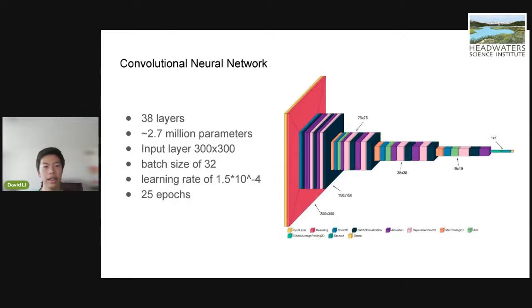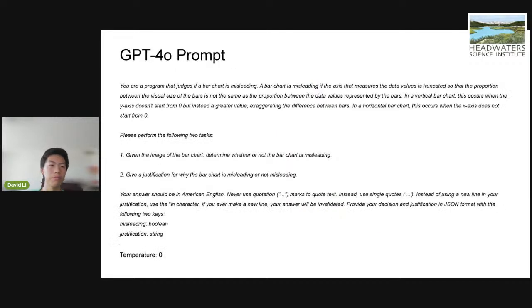And here's just the architecture of the neural network we used. It's very simple, elementary. This is just a standard design that looks like a pyramid.